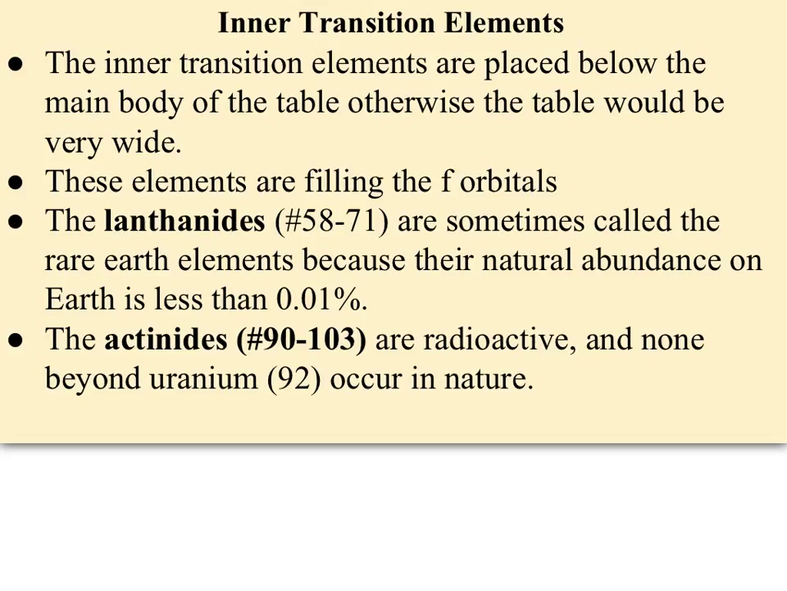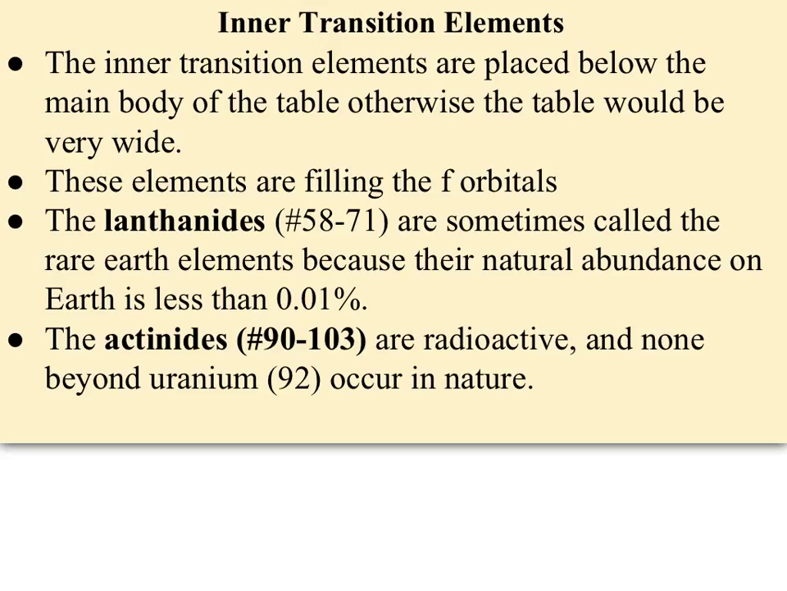And just a reminder again, the inner transition elements are the ones placed below the main body of the table, because otherwise the table would have to be very wide, because they actually belong in rows 6 and 7. And the elements are filling the f orbitals when you're down in these inner transitions, so that's why it's 14 elements wide. And they're called the lanthanids and the actinids, and that's simply because they're by the lanthanum element and the actinium element.